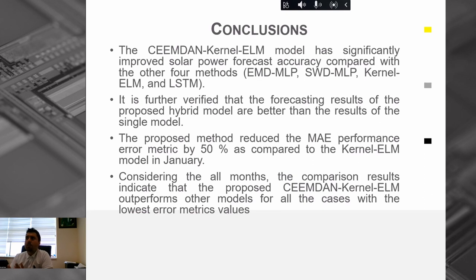The CEEMDAN kernel ELM model has significantly improved solar power forecasting accuracy compared with the other four implemented methods. It is further verified that the forecasting results of the proposed hybrid model are better than the results of the single model. The proposed method reduced the mean absolute error metric by nearly 50% compared to the kernel extreme learning model in January. Considering all months, the comparison results indicate the proposed CEEMDAN kernel ELM outperforms other models in all cases with the lowest error metric values.